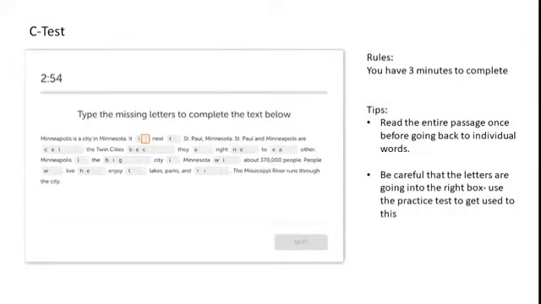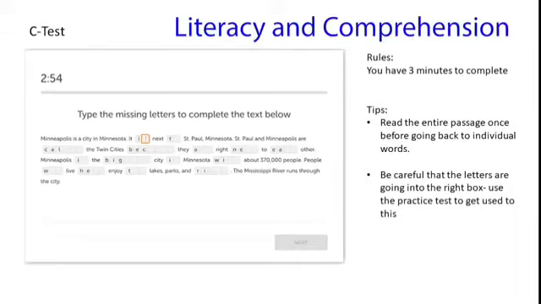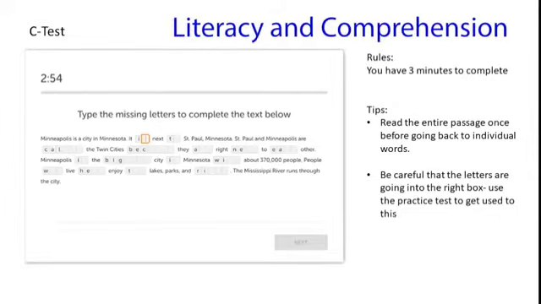Okay, let's take a look at the C test. As a reminder, the C test is checking your literacy and comprehension. For this question, you are given a passage and letters in the words are missing, and your goal is to complete the missing letters to create a complete passage. You have 3 minutes to complete this activity, regardless of the difficulty of the passage. So, for tips, you should read the entire passage once before going back to individual words.